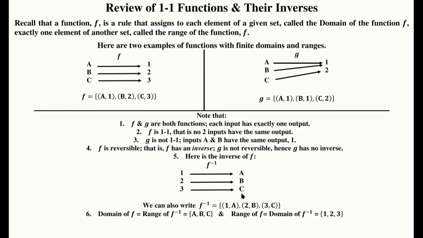And notice the definition of f here as a set of ordered pairs: ordered pair A1, ordered pair B2, and ordered pair C3. Notice the ordered pairs that compose f inverse as a set of ordered pairs are the exact reverse: ordered pair 1A, ordered pair 2B, and ordered pair 3C. And we already spoke about the domain and range of the two. So very simple concept, but very important. Make sure you understand it before we proceed.